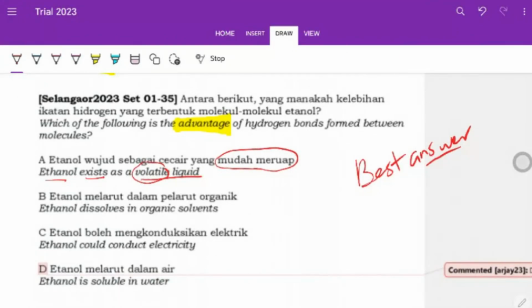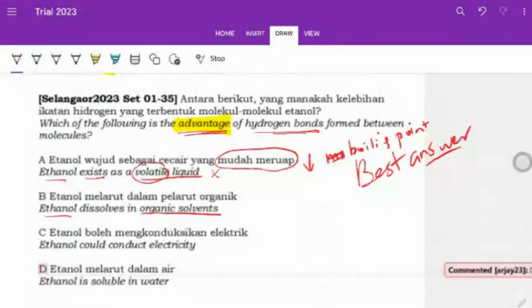Is it because of the advantage of the hydrogen bonds? The hydrogen bond is not very strong, but it is considered strong also. Is it one of the advantages? No, it's not because of the advantage. A volatile liquid is because of the low melting point actually. Not melting point, low boiling point, so that it will change to gas easily.